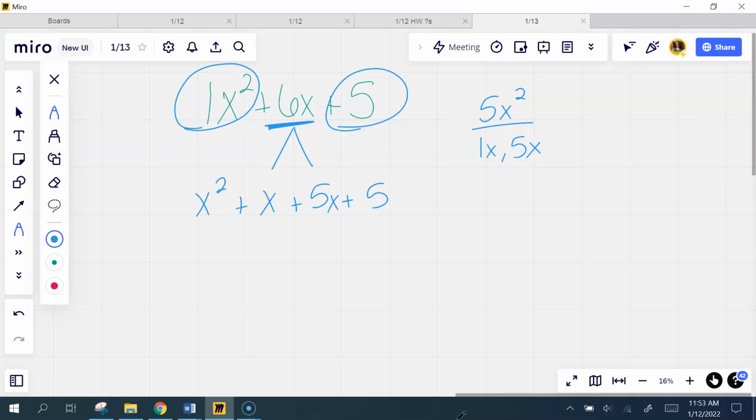And now I need to slash. And I need to GCF the first two and the last two. So the first two, the GCF there is, of course, x. And it leaves me with x plus 1.